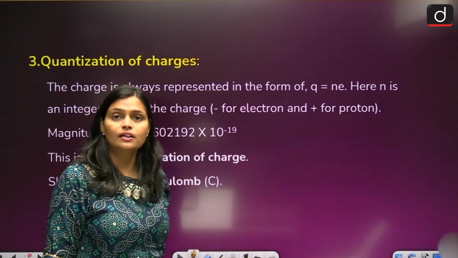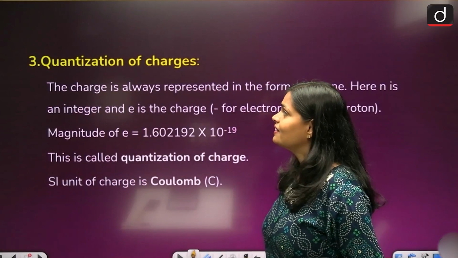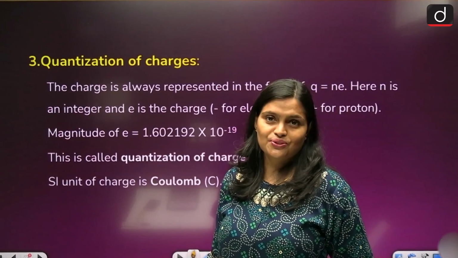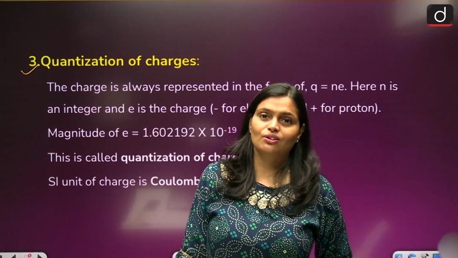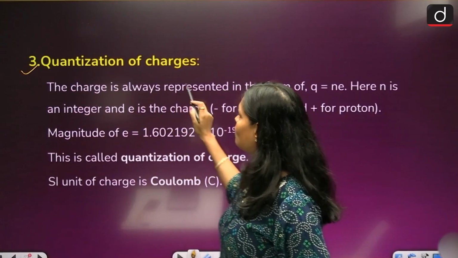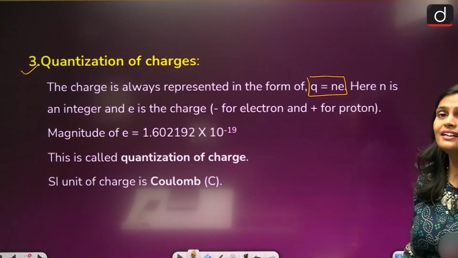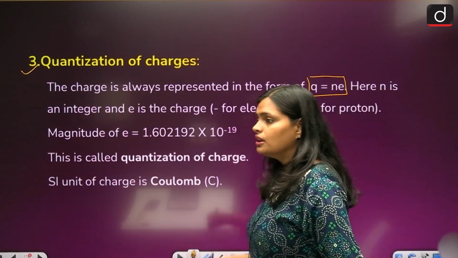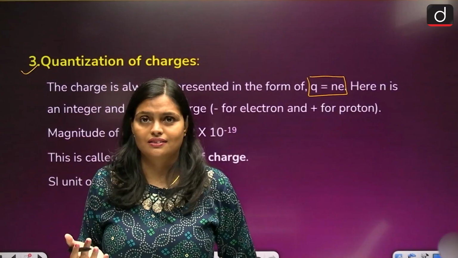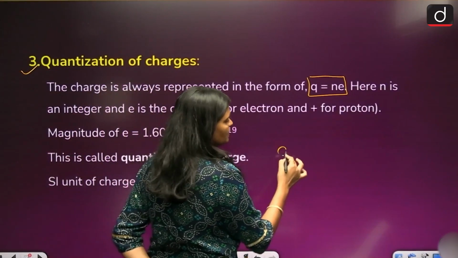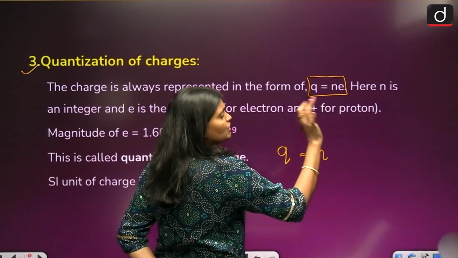The third property of your charge is that the charges are quantized, right? And this is what we call quantization of charge. What is this? Quantization of charges. So the charge is always represented in the form Q equal to nE. Basically, जो charge होते हैं ना, they are integral multiples of charge. Suppose this is the total charge Q. It is an integral multiple. n is the multiple. कितने भी हो सकते हैं.